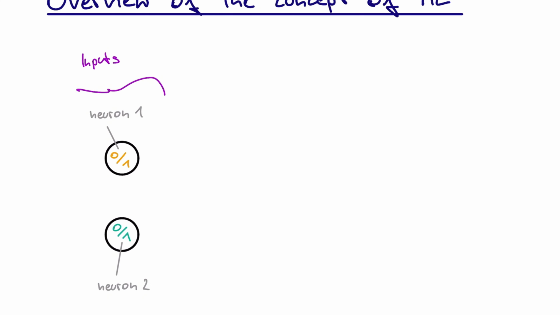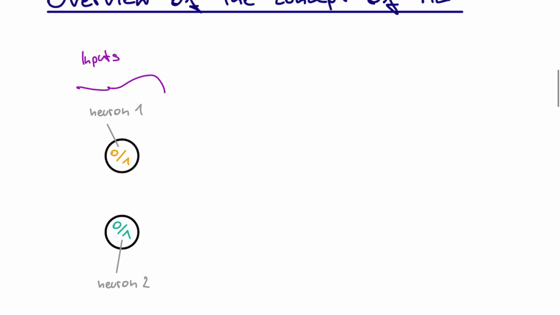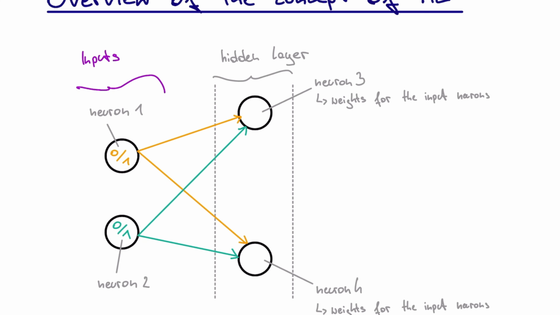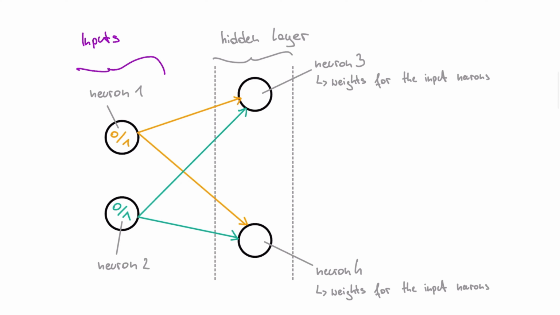Next we move on to the hidden layer. The hidden layer consists of neurons where the actual learning happens. It's the important part, so to speak. And I've labeled the hidden layer neurons as neuron 3 and 4. These neurons have something called weights. That means neuron 3 has a certain weight for neuron 1 and a certain weight for neuron 2.